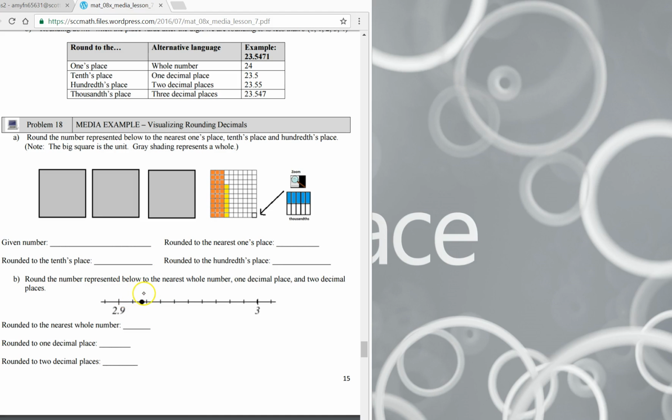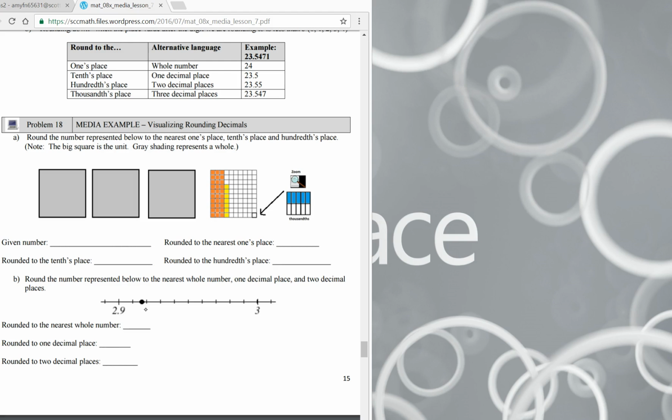And this is nice because we have some labelings here, but the intermediate values aren't labeled. So round to the nearest whole number, they'd see 3 is here. They should recognize 2's way over there somewhere. Well, 1 decimal place, it's between 2.9 and 3. It's closer to 2.9. 2 decimal places, they can see that it's closer to this value, which would be 2.91, 2.92.